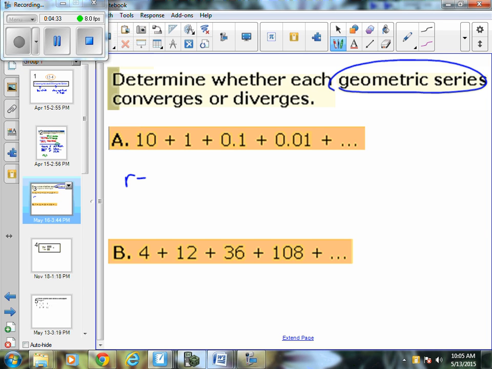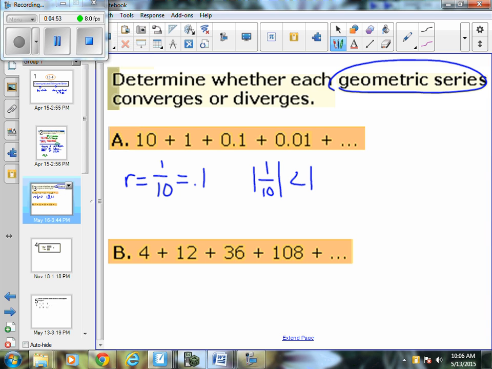Remember, if you don't remember what the r is, take any term, divided by the term in front of it, and you can figure out what that ratio would be. So I'll just do the first one. So 1 divided by 10, the ratio is 1/10. In other words, you're multiplying by a tenth each time. If you'd rather have it as a decimal, you sure could do that too. So that ratio, 1/10, is most definitely less than 1.